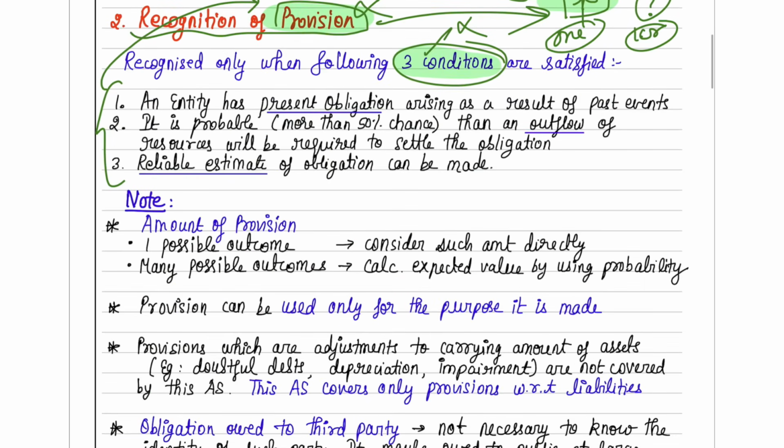So now first let's understand what are the three conditions. First, they tell you that an entity has a present obligation arising out of past events. I told you, you must have already done an act. It should not be like if you do, it will happen. You must have already done it. Okay, it should be of a past event because of which today you are under an obligation.